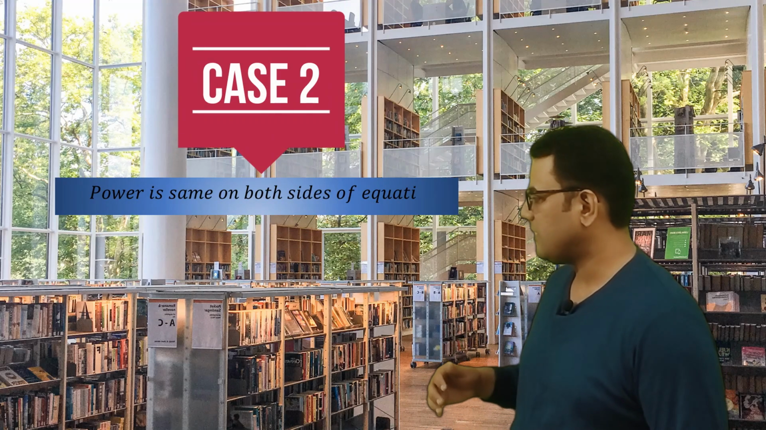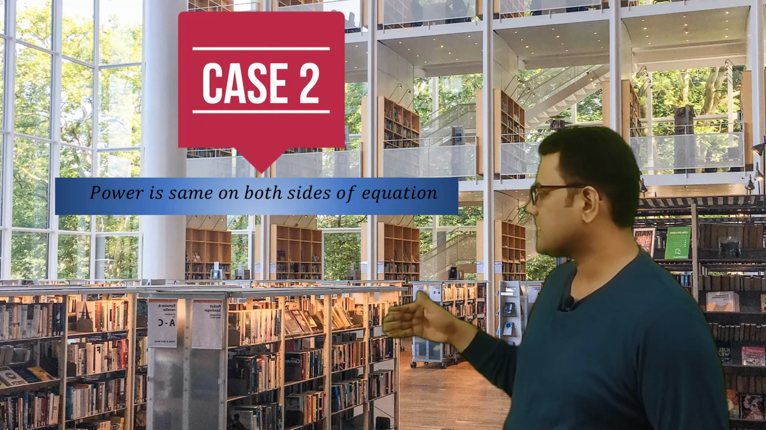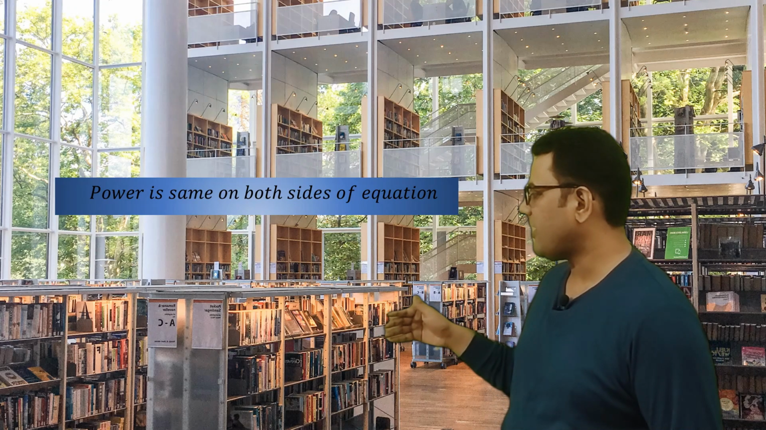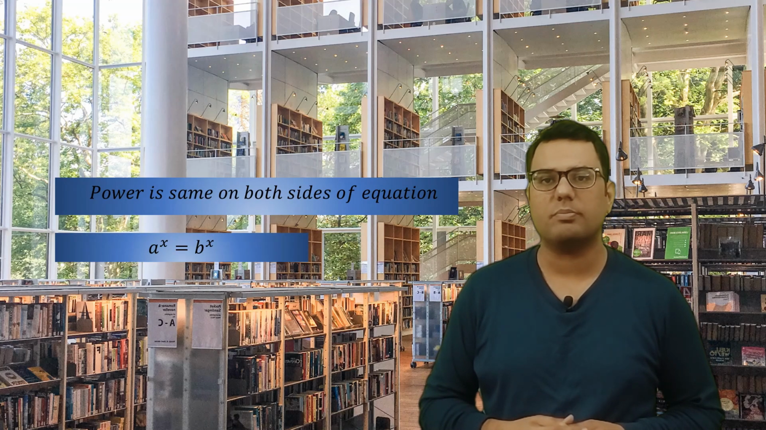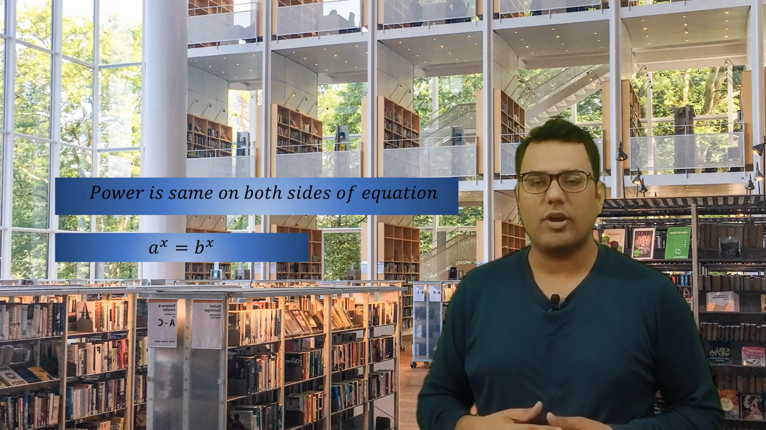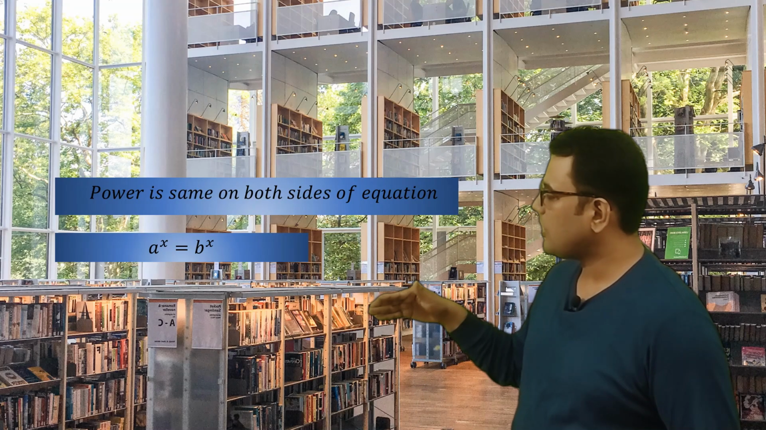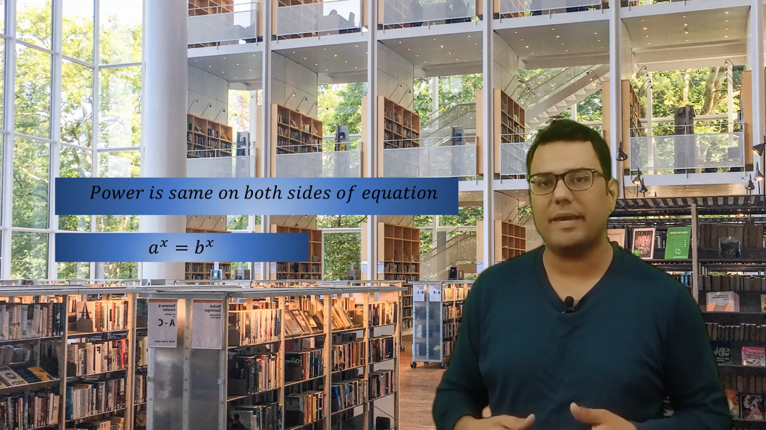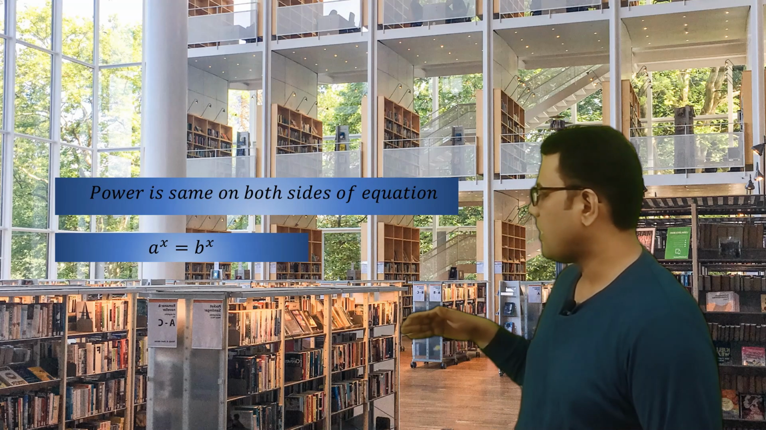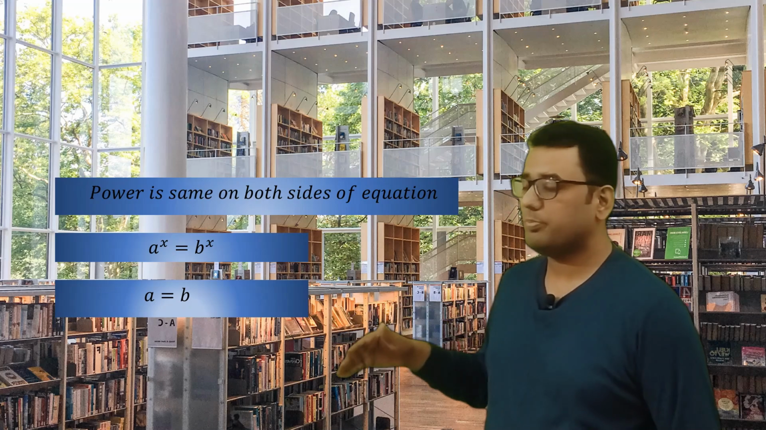In case 2, the powers were same, the bases were not. So in this case, let's suppose you could simplify the equation to the level that a raised to the power x equals b raised to the power x. So when you have reached that stage, you have ensured that the powers, the exponents, are same. So then the bases too should be same. So now you can write that a equals b.